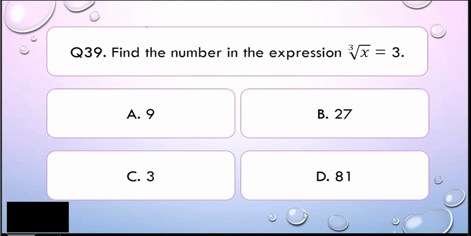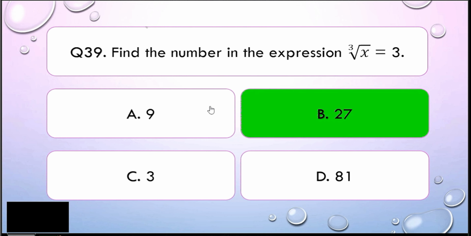Alright, math learners. Now, the question here is that we will be finding a number when multiplied to itself 3 times because we are talking about cube, right? Cube root. When we multiply it 3 times, that is the answer. Okay, so what is that number? So 3 times 3, very good, that is 9. Another 3, 9 times 3, that is 27. So therefore, the correct answer is 27.